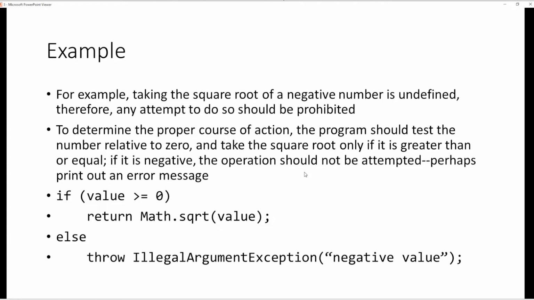To determine the proper course of action, we need to test the number and see if it is negative. If so, we don't want to take the square root. Perhaps we ought to issue an error message or throw an exception. If the number is equal to 0 or greater, we can take the square root. This example tests the value to determine if it's greater than or equal to 0. If so, the square root function is called, and we should return a good value. Otherwise, we throw an exception saying that we can't take the square root.